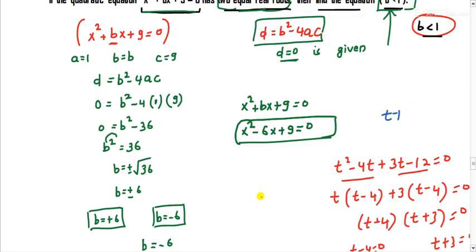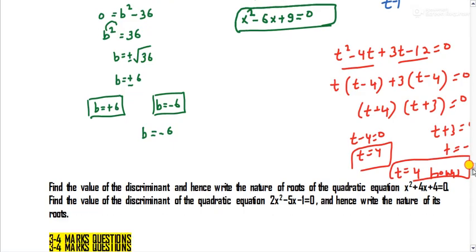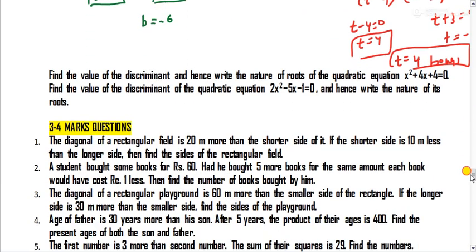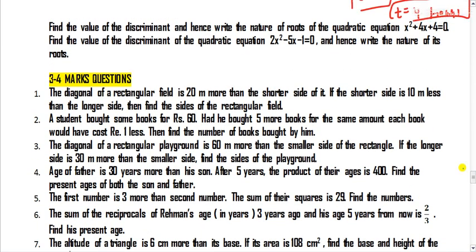Any doubt? Have you all understood? Yes, sir. Okay, good. So now let us move directly to the 3 to 4 mark questions.